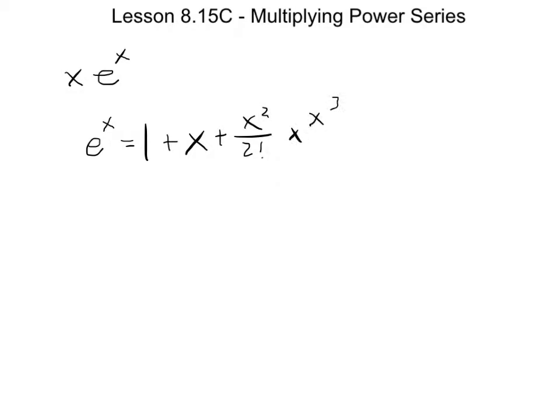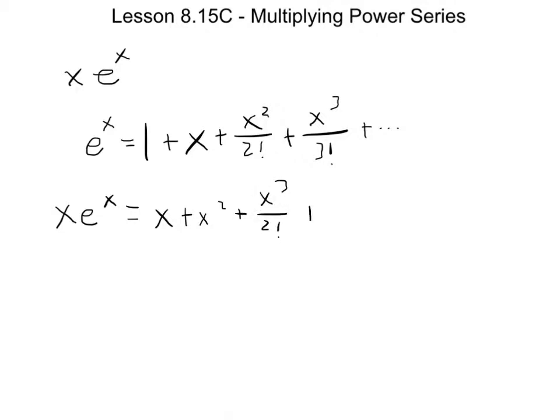So for instance, if I asked you to find a power series for x e to the x, I suspect it wouldn't be that difficult, because you would just note that e to the x is 1 plus x plus x squared over 2 factorial plus x cubed over 3 factorial, and so on. And then when you did x e to the x, you would simply distribute the x through to every term, and you would get x plus x squared plus x cubed over 2 factorial plus x to the 4th over 3 factorial, and so on.